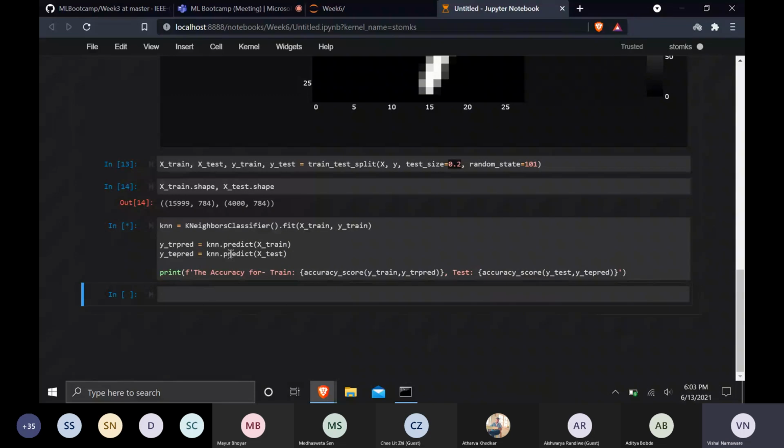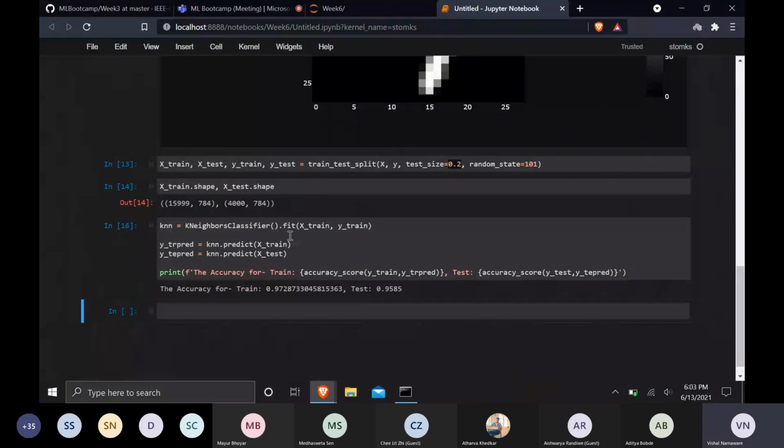So can anyone remember how the K-nearest neighbor classifier is trained? How does a KNN classifier work? Does anyone remember? No one.